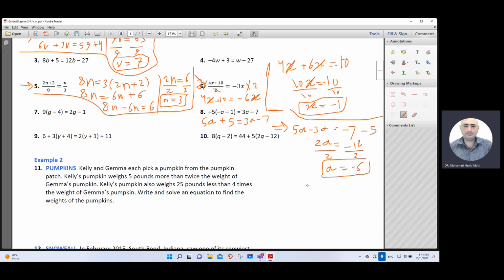Okay, Nidal, solve number 9. Number 9 and 10, the same idea. 7 and 8, the same idea.